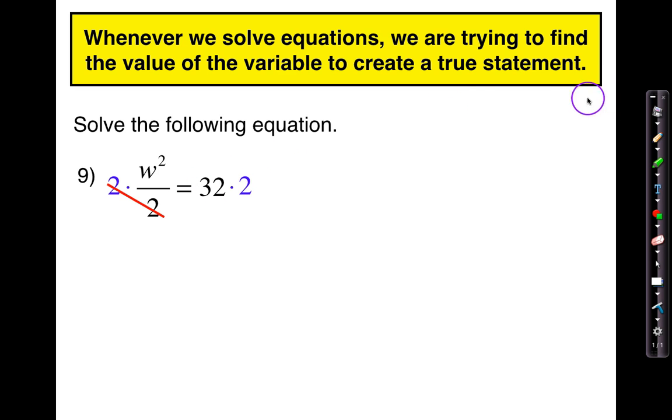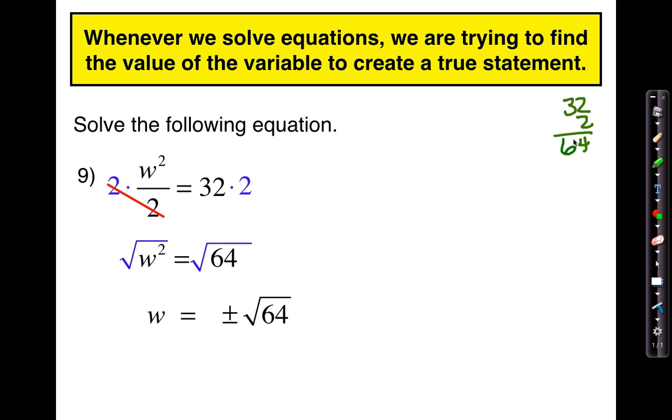Let's go ahead and do side work. 32 times 2, that's going to be 64. So I'm left with w squared equals 64. Now be very careful. This does say w squared. So I'm going to have to take the inverse, which is the square root. So please don't get into the habit of taking the cube root of everything. Make sure you're looking at the numbers carefully.